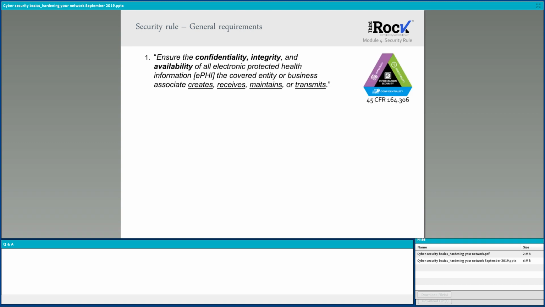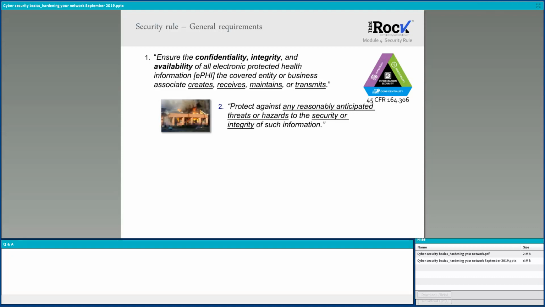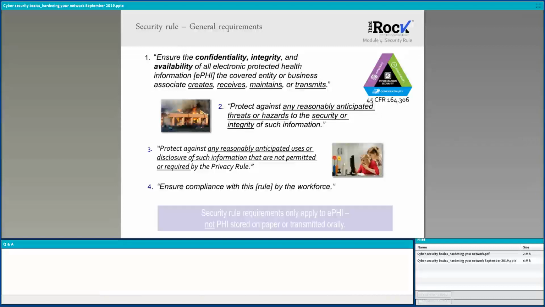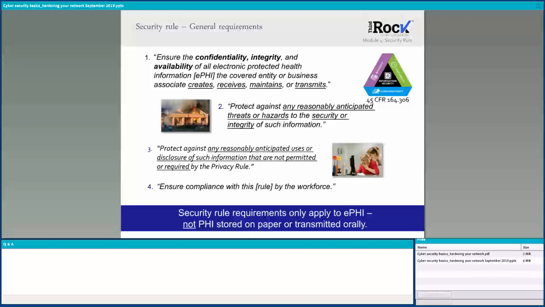The Security Rule general requirements are, of course, that you have to maintain the confidentiality, integrity, and availability of the PHI that you receive, maintain, and transmit. You have to protect it from all reasonably anticipated threats, including man-made or natural threats, and you have to look at all of them. You also have to protect it against reasonably anticipated disclosures that are not permitted by the Privacy Rule, and ensure that the workforce is complying with this requirement. So these are the four basic aspects of the Security Rule.